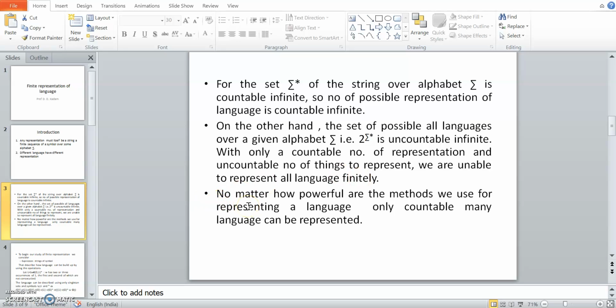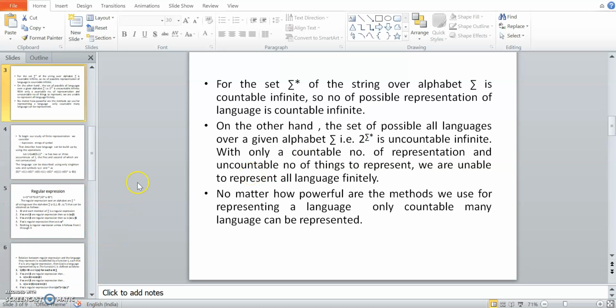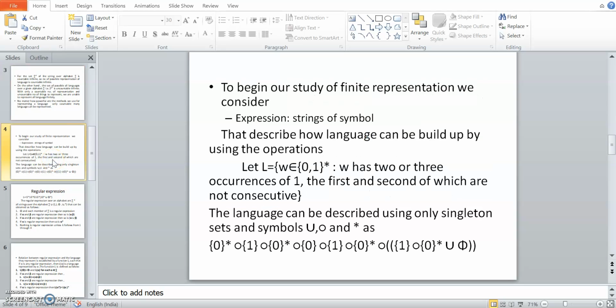So no matter how powerful the methods we use for representing a language, only countably many languages can be represented. Here our main concern is only countable, as we are going to study further finite automata, which may generate a number of strings that is countably infinite. So how do we represent that language? We are going to see how to represent a particular language.